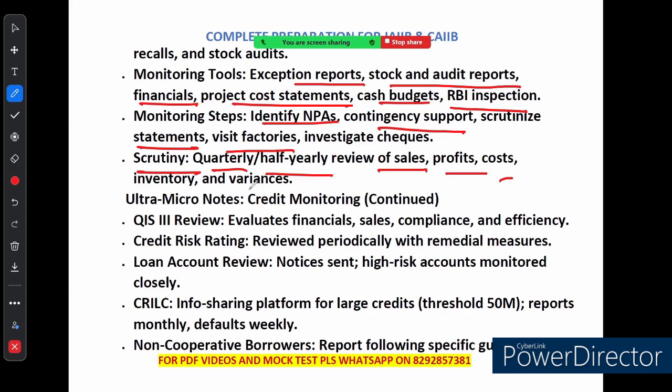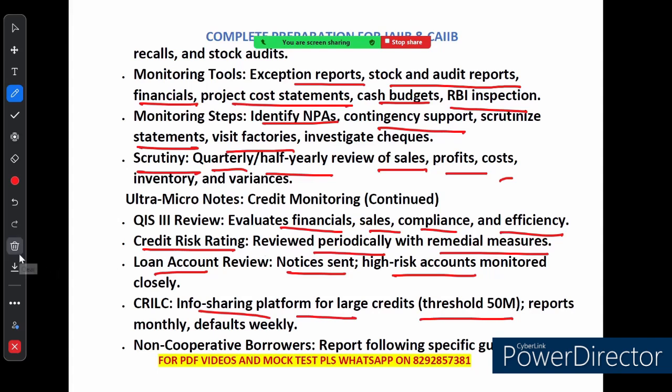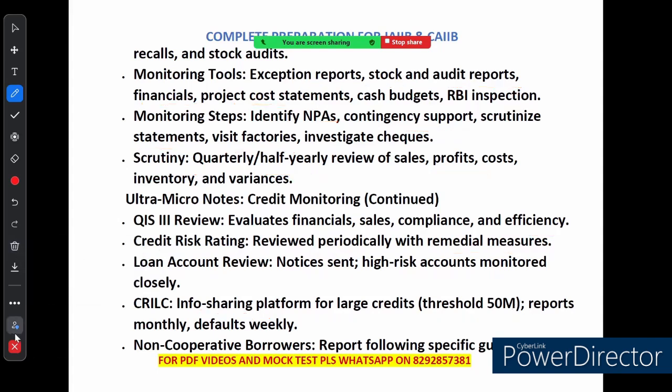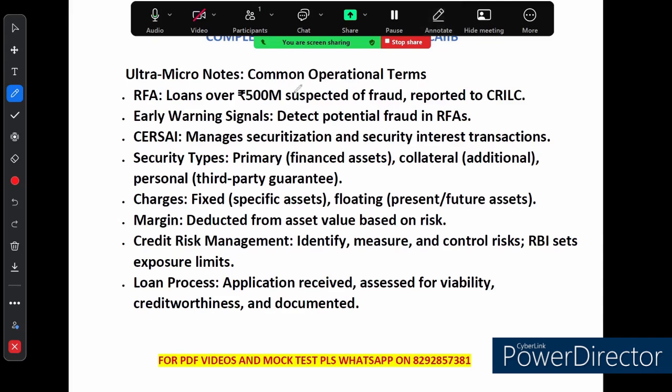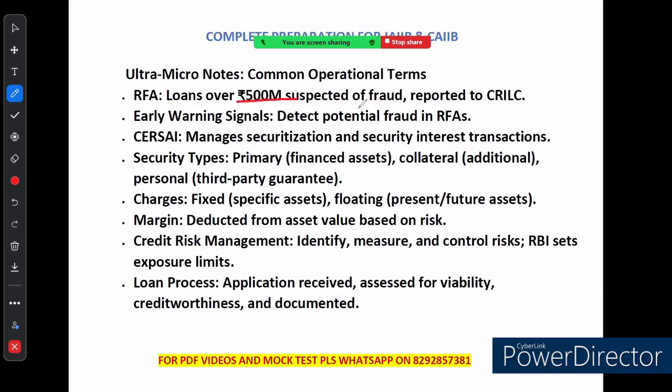Now there are some terms like QIS3. The QIS3 review evaluates financial, sales, compliance and efficiency. Credit risk rating is reviewed periodically with remedial measures. In loan account review, notice is sent to the customer. High risk accounts are monitored closely. CRILC is an information sharing platform for large credit, with a threshold of 50 million. If we talk about the non-cooperative borrower, the report follows a specific guideline. So a loan over 500 million rupees suspected of fraud should be reported to CRILC. Okay, red flag.